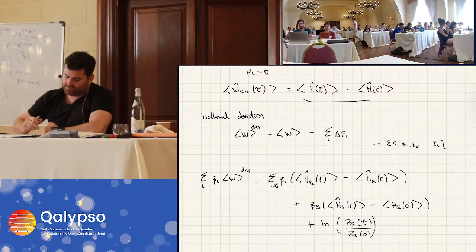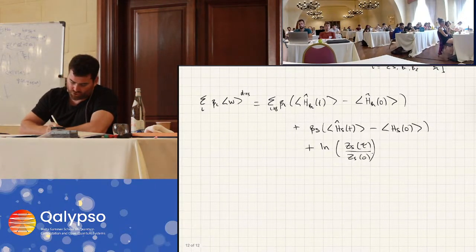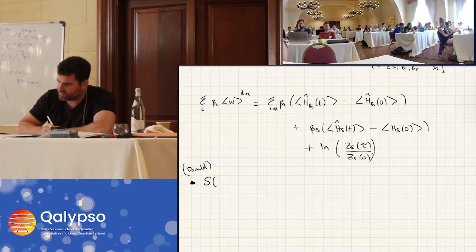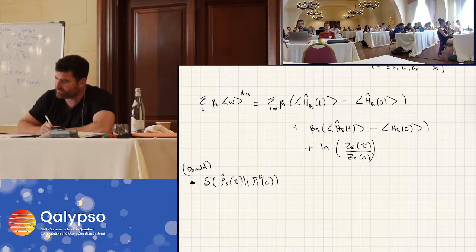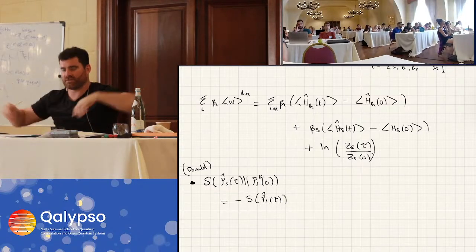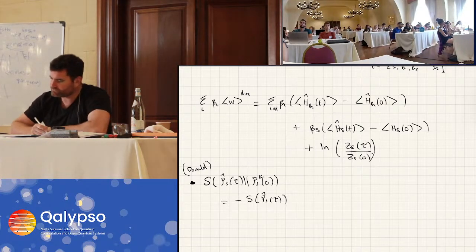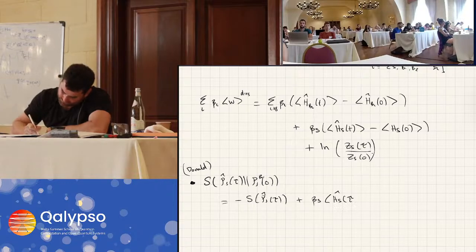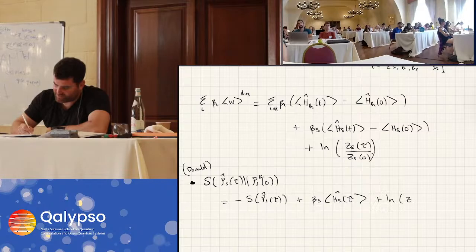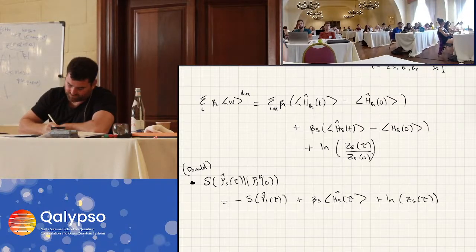So again, using that result by Donald, you can show that the relative entropy between rho_S at time tau and the initial thermal equilibrium state of the system is equal to minus S(rho_S(tau)), the von Neumann entropy at time tau of the system, so that's the system, tracing out the environment, plus beta_S H_S(tau) plus log of Z_S(tau). So this comes from this result of Donald. This is something that you can show.